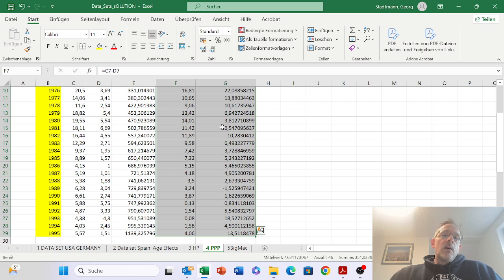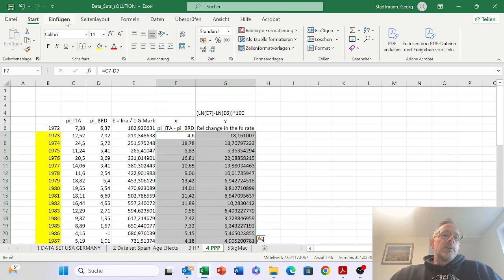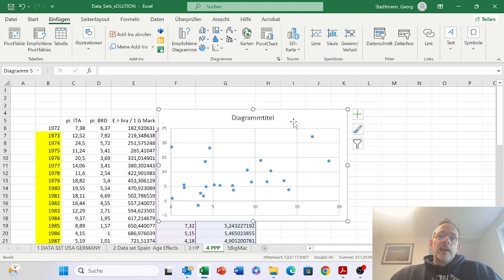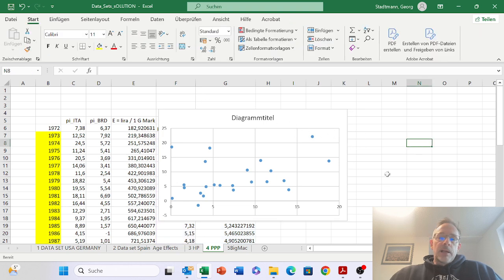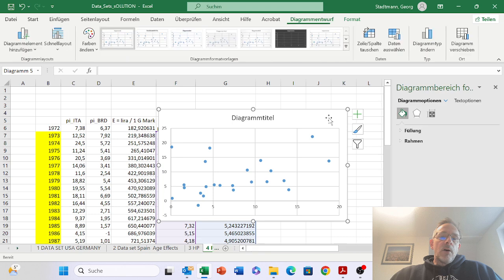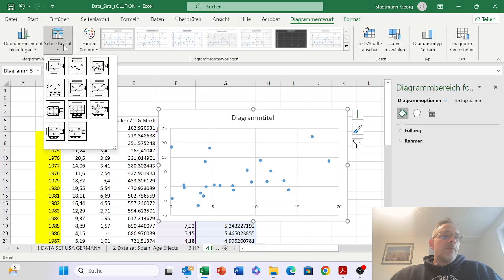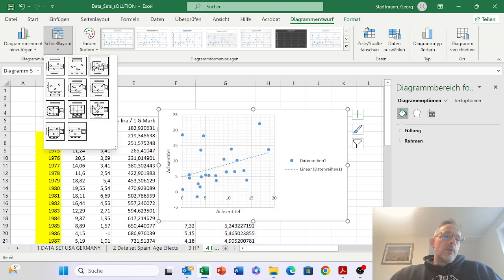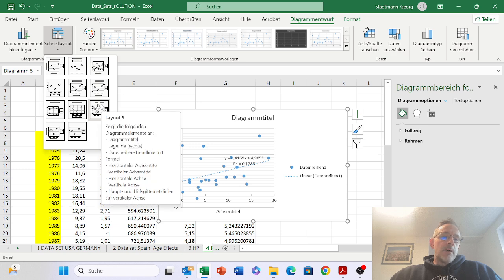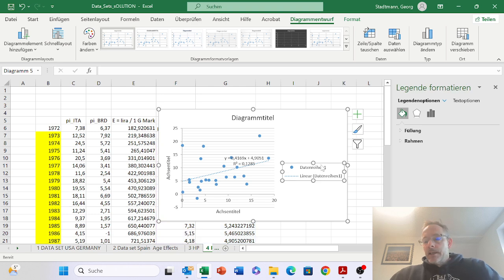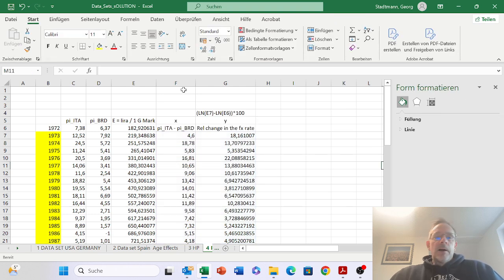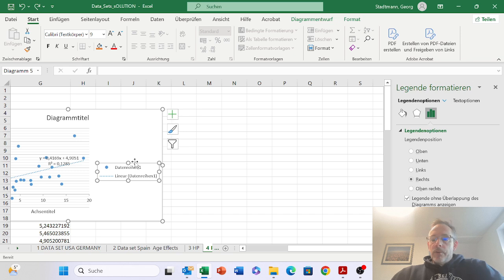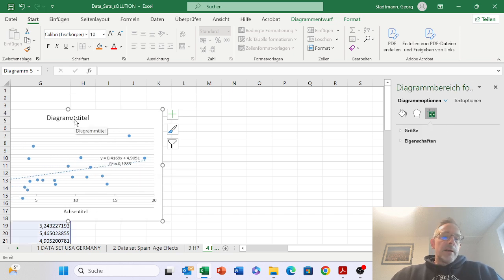Now I'm marking all my data. I'm going to insert and then XY scatter diagram. I take the first one and then I'm clicking on one cell, double click on the graph, quick layout, layout number 9, third row, third column. And then I get here the information from the regression line. So a regression line is inserted in my diagram.